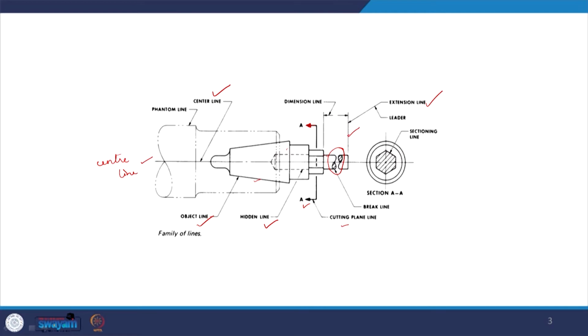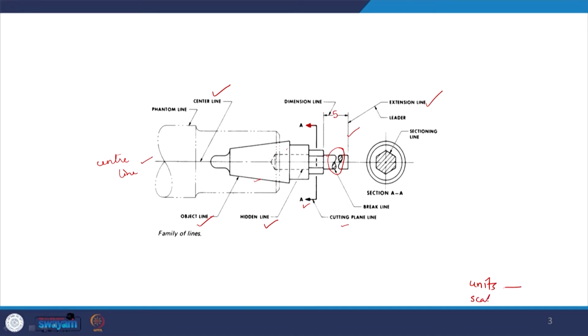The dimension line is slightly thicker and darker than the extension line. The extension line is very faint. This is the dimension line. I told you that it is a straight line. Now here will be a break where whatever dimension it has will be mentioned. The units for it will be mentioned in the title block. So units will always be mentioned in the title block.